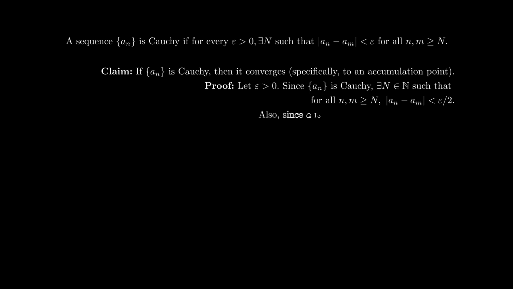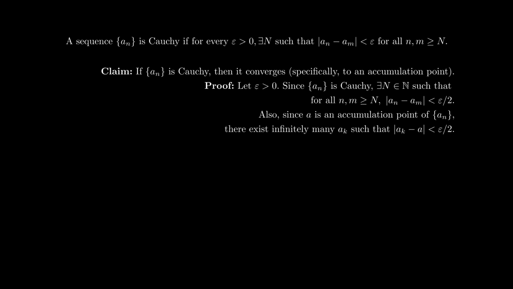However, we now have that there exists some accumulation point for the sequence, call it a, and that means there exist infinitely many a sub k's that are within epsilon over 2 of a. Here's the key step. Pick a k greater than N where that is true. Since there are an infinite number of these a sub k's that exist, we can do that.